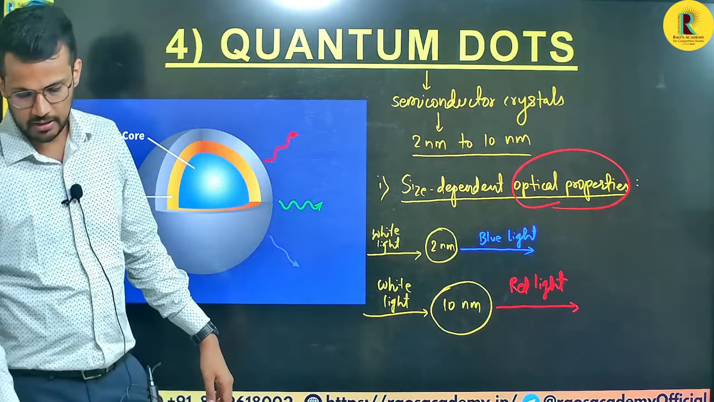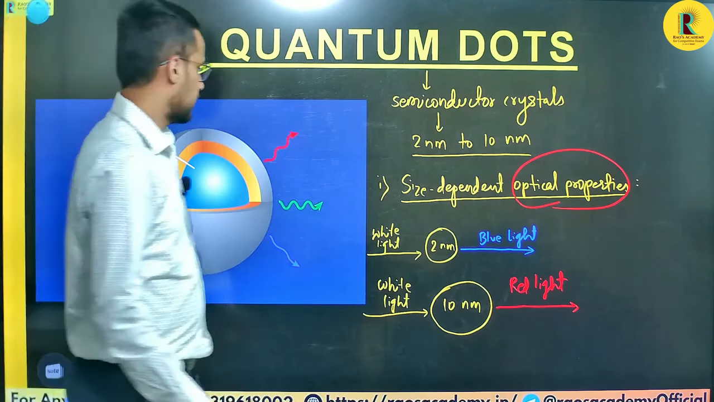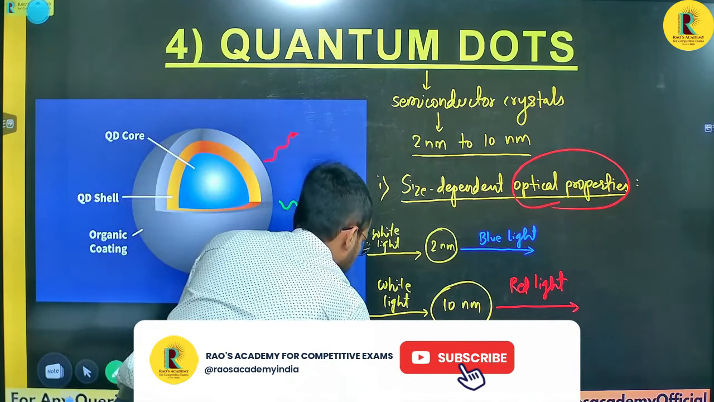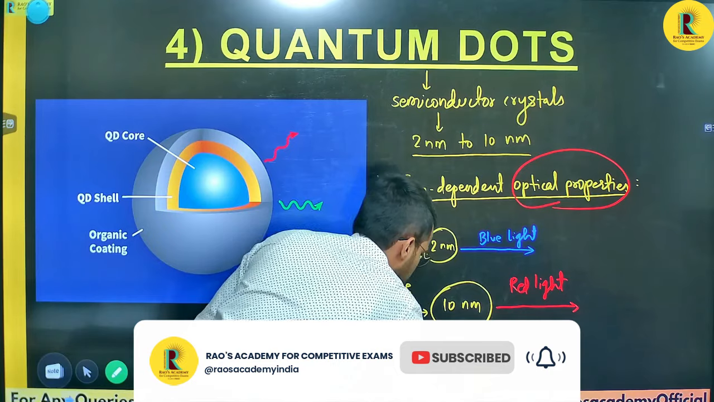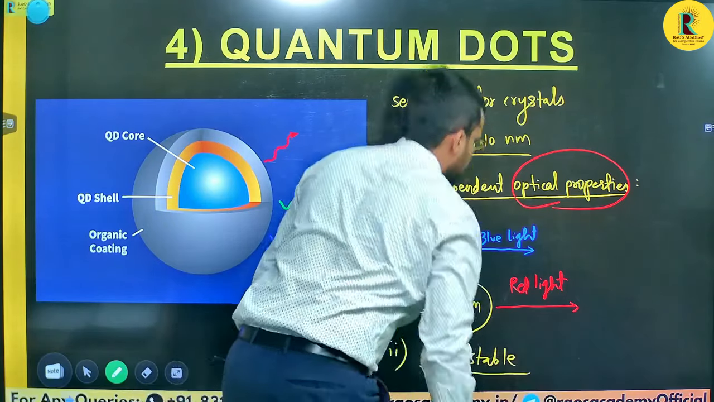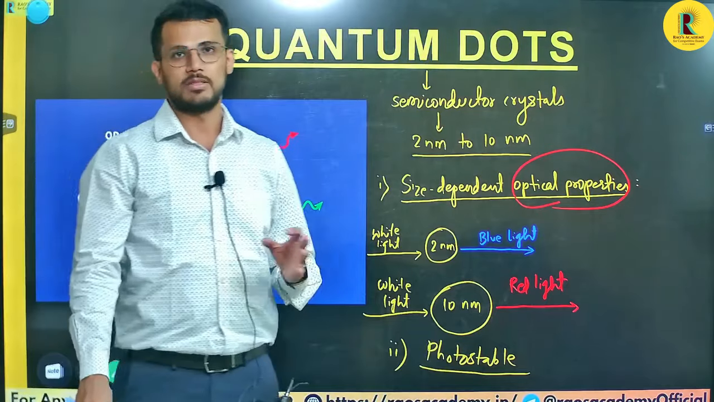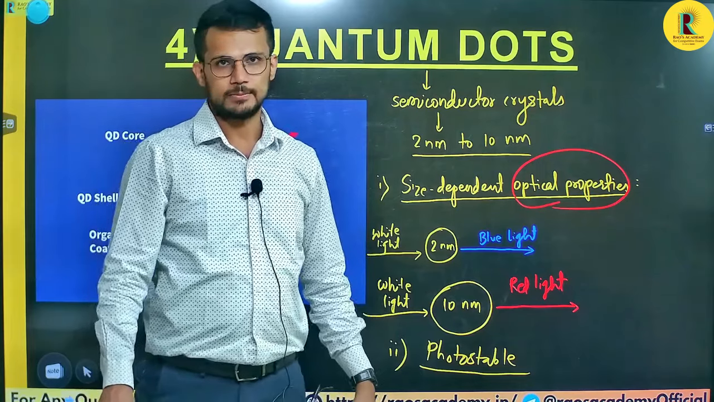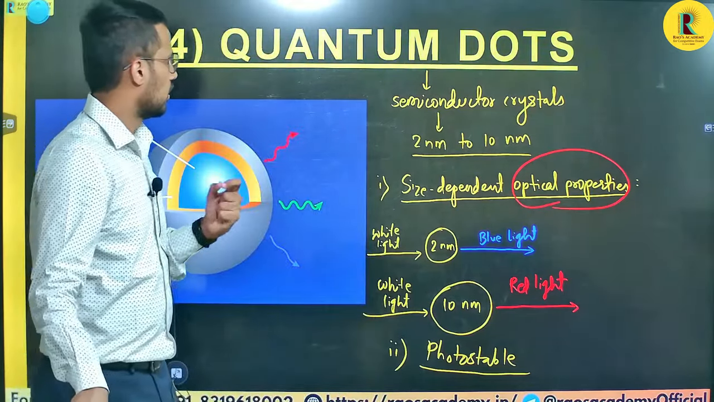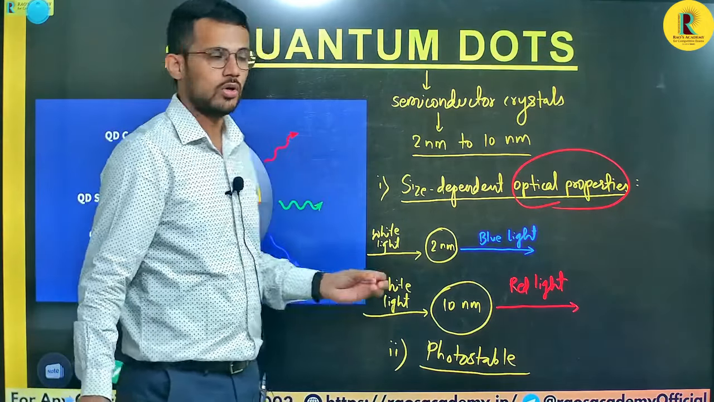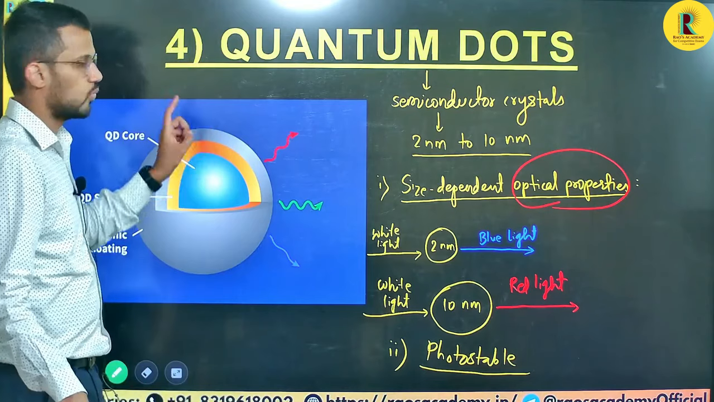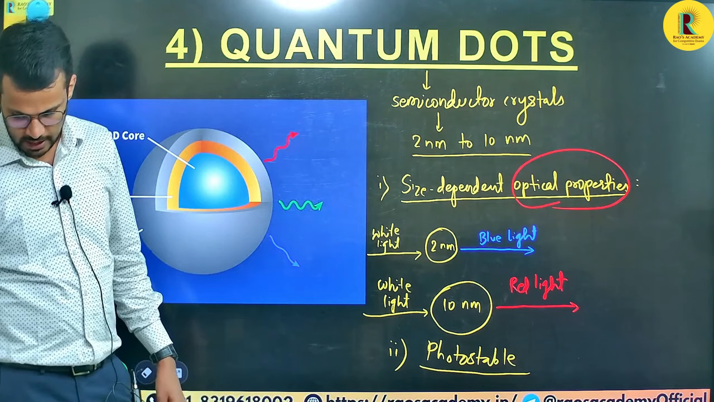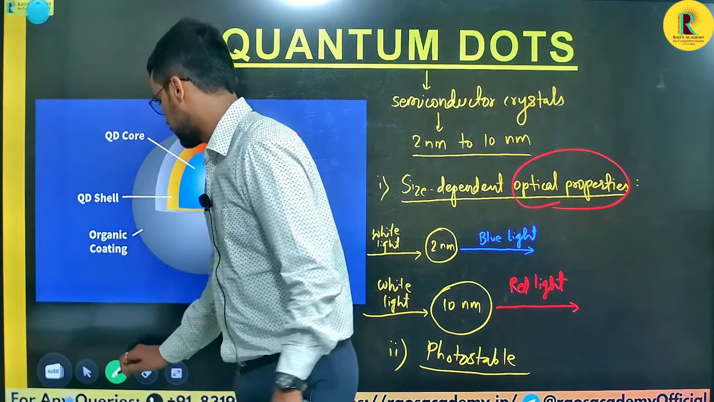And the second important property is that they are photostable, right? That means they hardly lose their brightness over time. Second property is that they are photostable. That means they do not lose their brightness over time. And that's why this is also a property whose use can be made in displays. Fine, so that is one very important nanostructure called quantum dot. Next, so that is the fourth one, and one more we will be discussing, and that is called dendrimers.